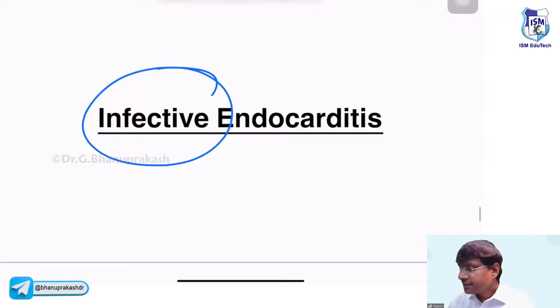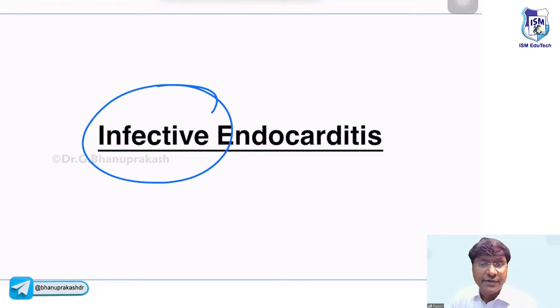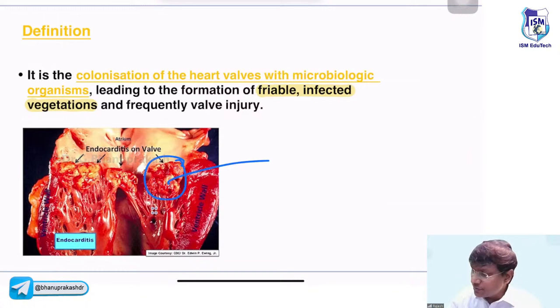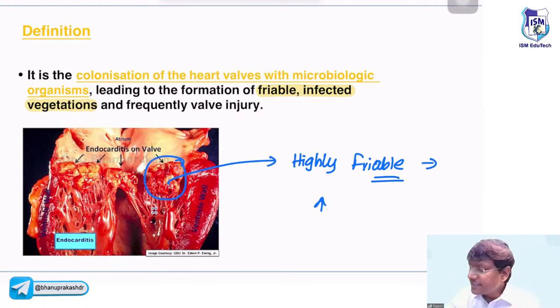In infective endocarditis, the key point is the formation of vegetations. The vegetations in patients with infective endocarditis are highly friable. These highly friable vegetations have an increased risk of embolism. And these vegetations are non-sterile vegetations.